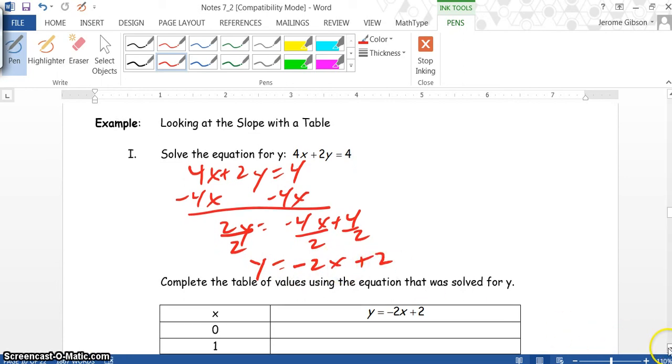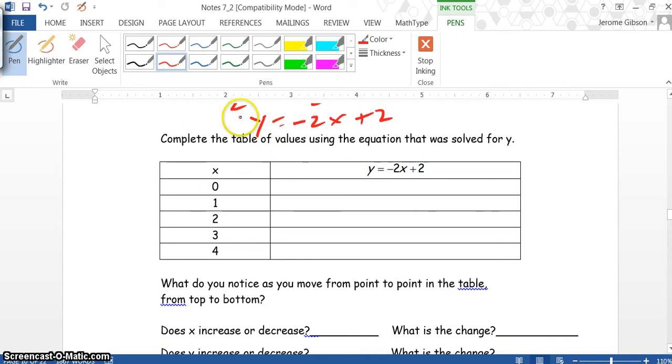If you notice here, we have this equation, this formula. It says complete the table of values using the equation that will solve for y. So we'll substitute in these values for x. Negative 2 times 0 is 0, plus 2 is 2. So we know y is 2.